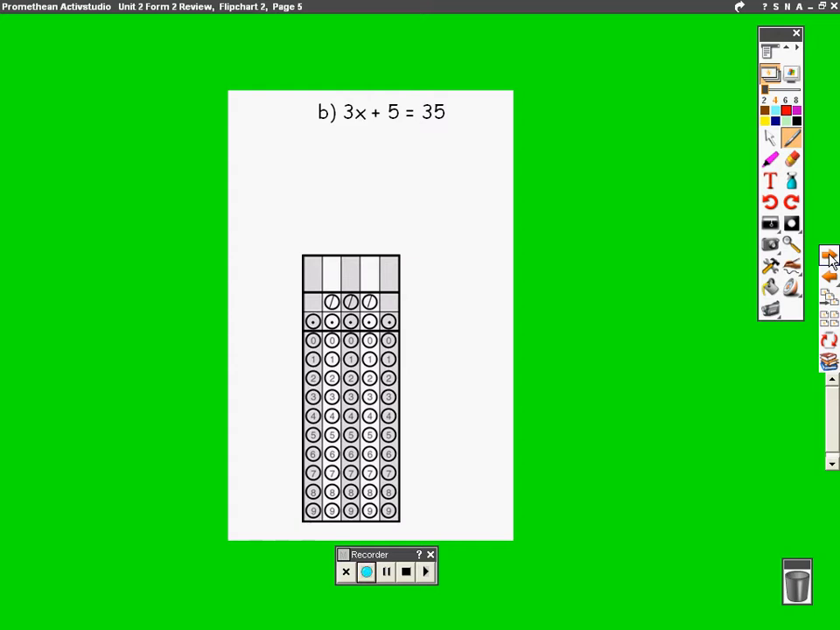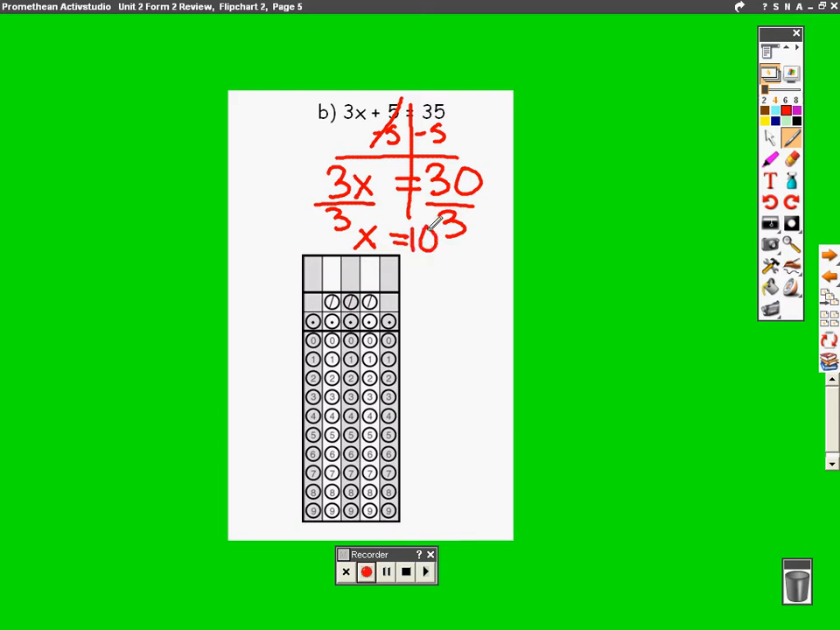Solving this two-step equation requires us to subtract and divide. So we'll start by subtracting 5 on both sides, which leaves us with 3x equals 30. Then divide by 3 on both sides, which leaves us with x equals 10.